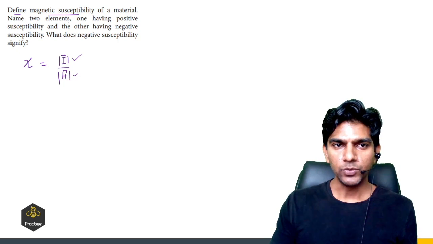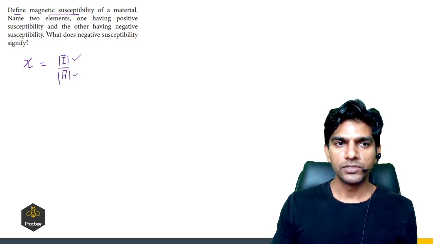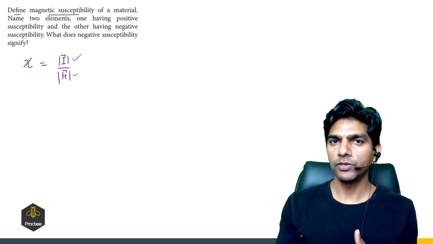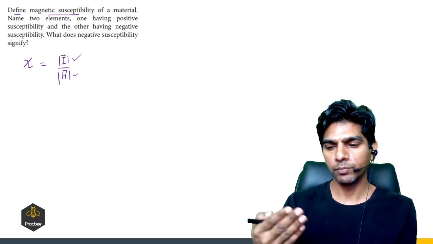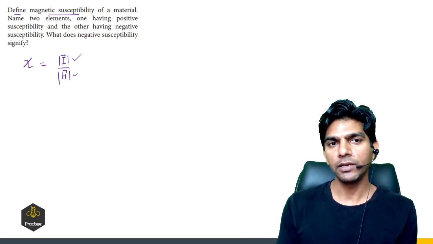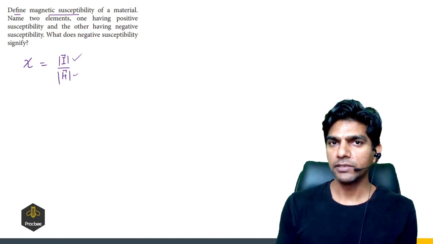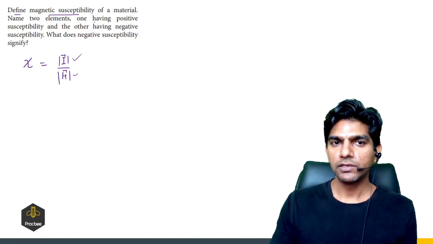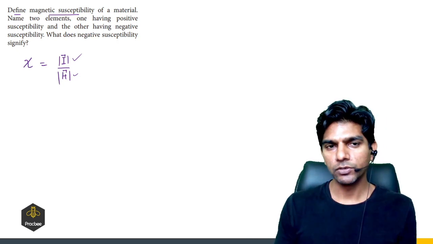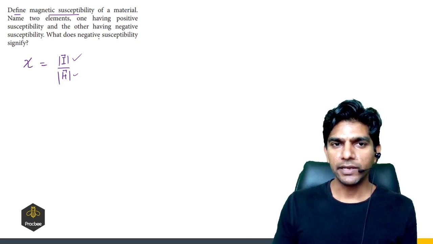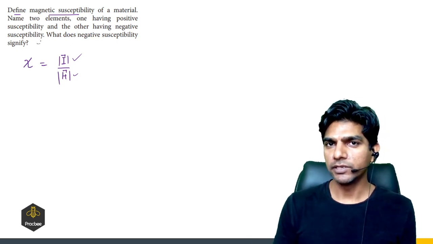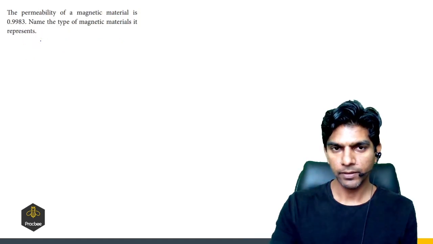Next, name two elements, one having positive susceptibility and the other having negative susceptibility. So we know that positive susceptibility is in paramagnetic and ferromagnetic material, and negative susceptibility is in diamagnetic materials. We'll see the examples in the later part of the video. And what does negative susceptibility signify? We'll also study this once we study diamagnetism.